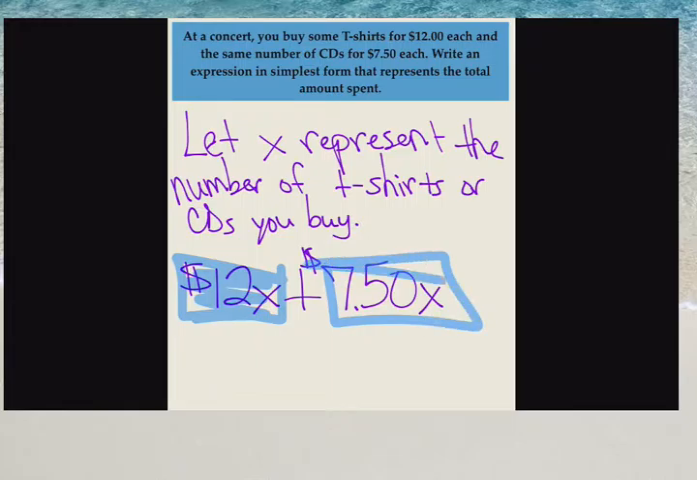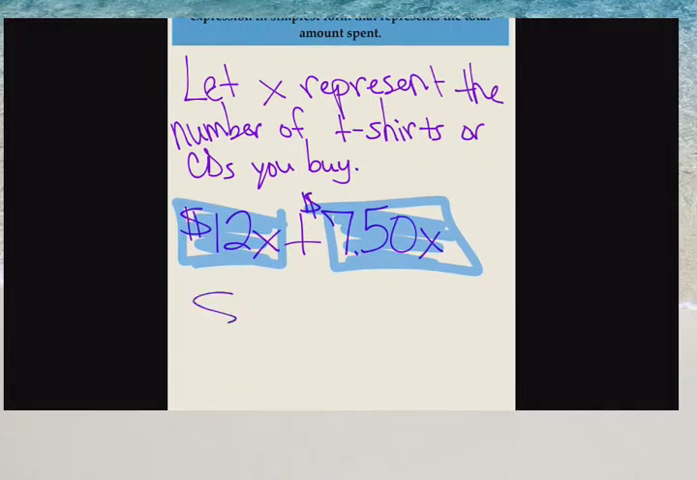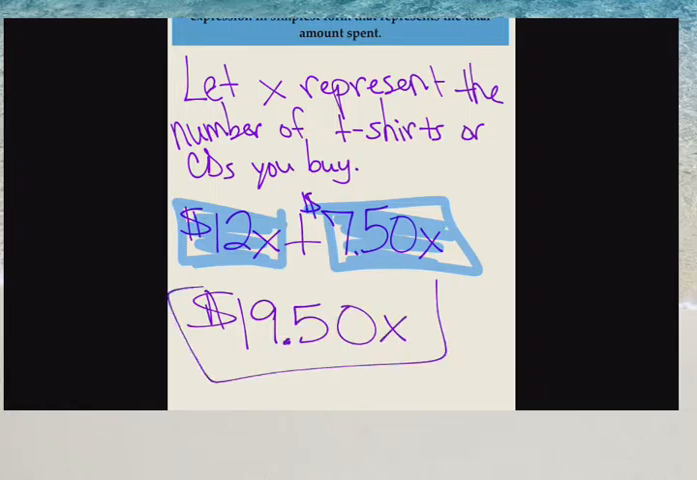Okay? Okay, so to simplify this expression, go ahead and color code. And we've got all x's here, so it makes it nice and easy. We're going to combine 12x plus $7.50 x, so all we really need to do is add those together. So we can then simplify that to $19.50 x. Okay?